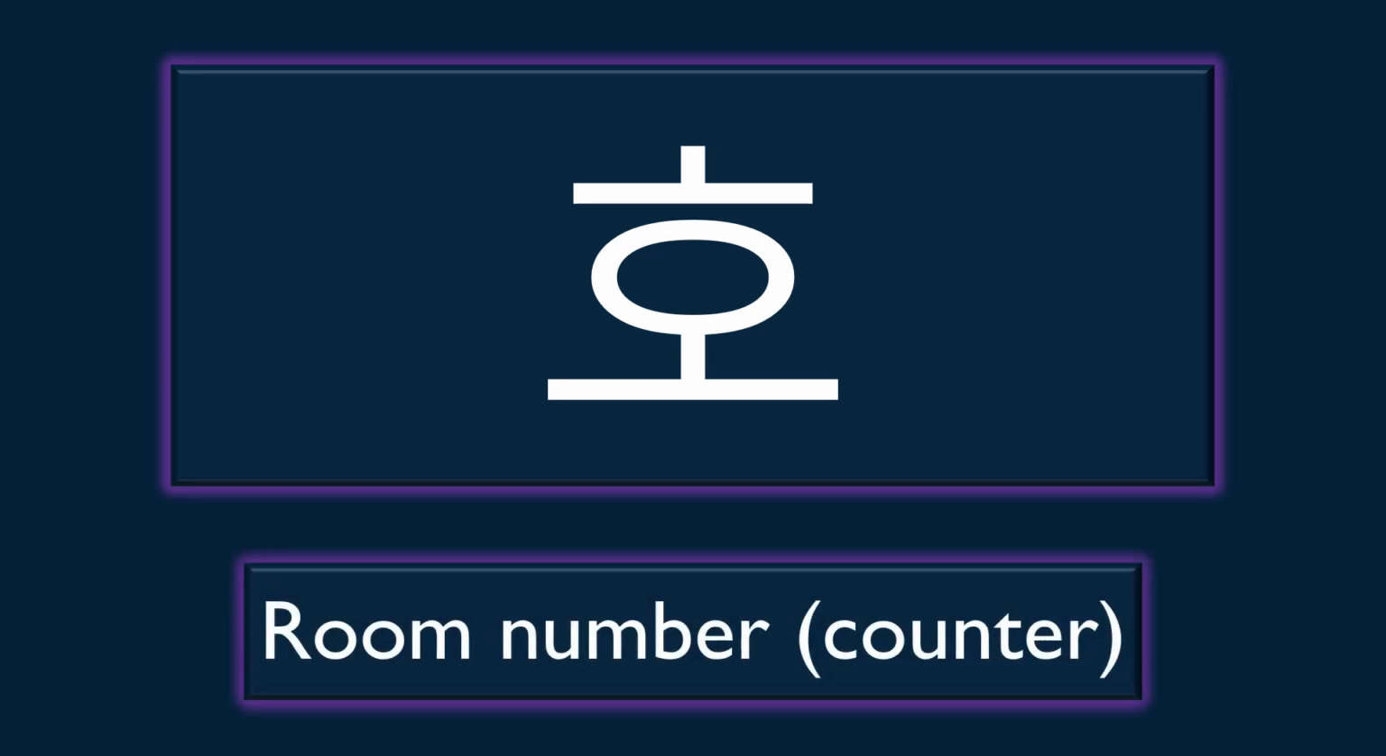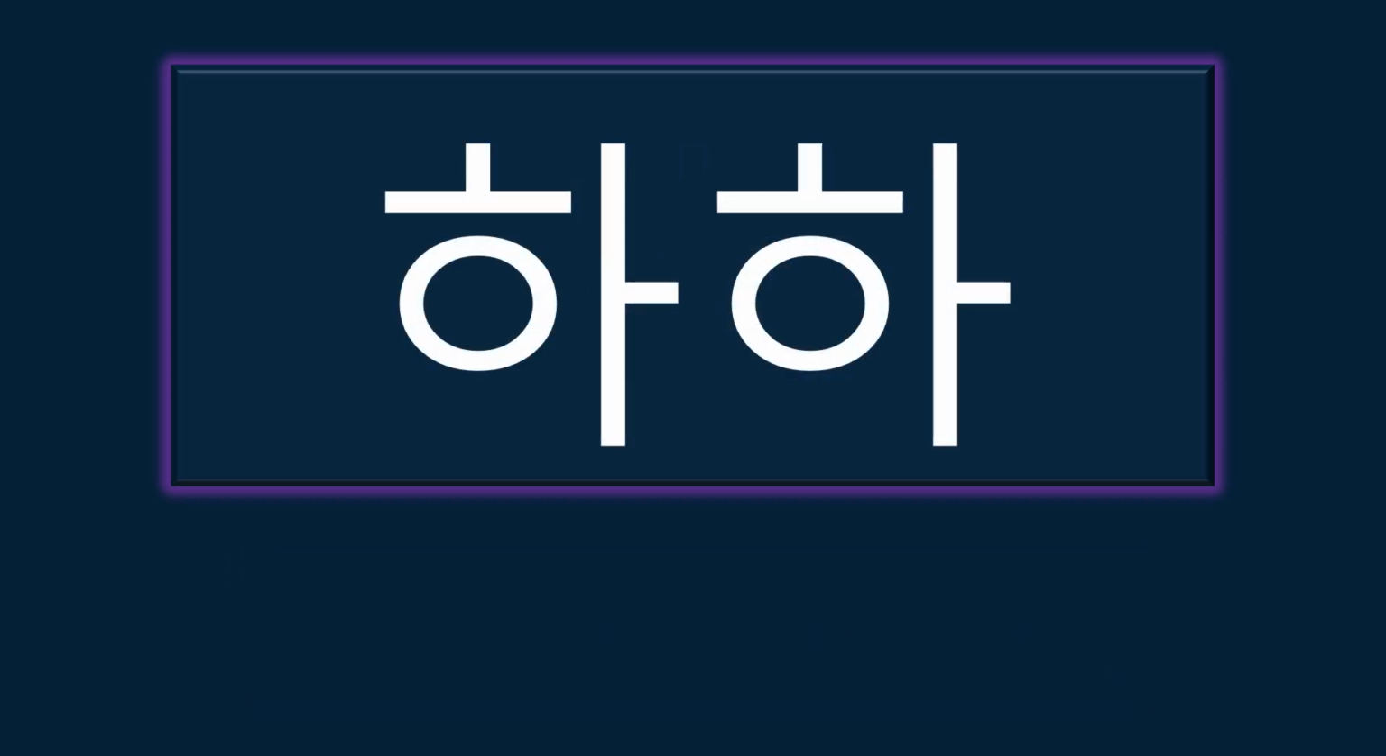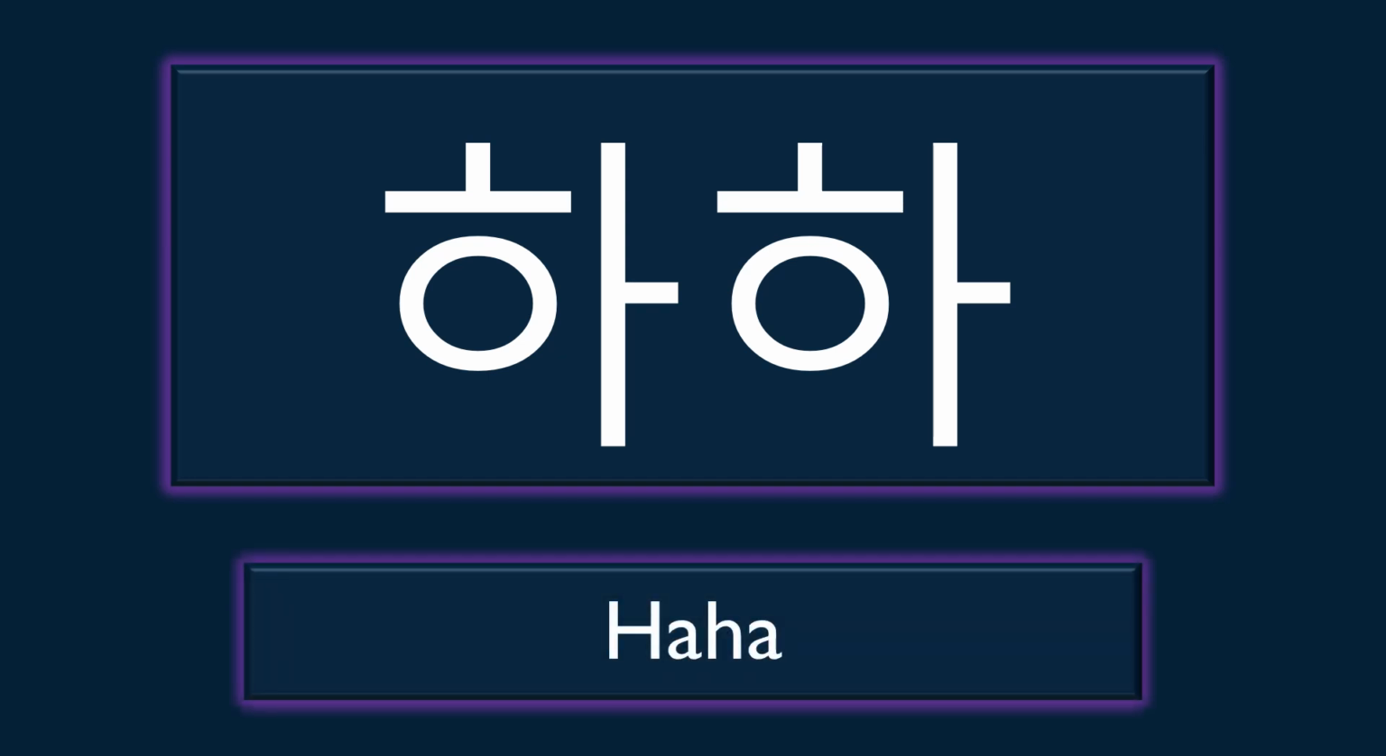Now, let's take a look at some words. This word is read as ho, which is the counter for room numbers, like 391 ho. One more time. Ho, ho, ho. Don't do it fast, unless you want to laugh like Santa Claus. And then this one. This word is read as ha, ha. You can laugh now in Korean. Great job. One more time. Ha, ha.